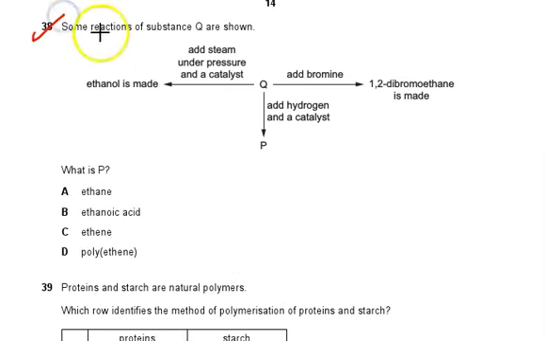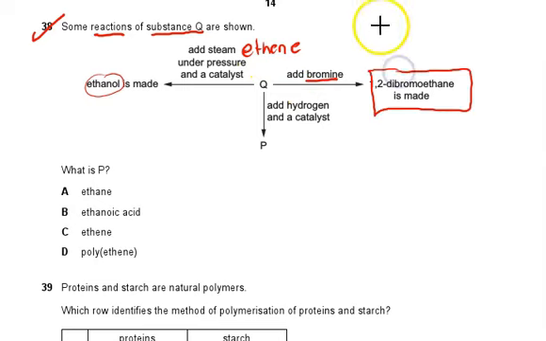Okay, number 38. Some reactions of a substance Q are shown. This is steam under pressure and a catalyst. You will have ethanol. So here should be ethene. Let me write it down a bit bigger. So this is ethene. When the ethene is added with the bromine, you will have 1,2-dibromoethane, which means you have ethene. Ethene is this.